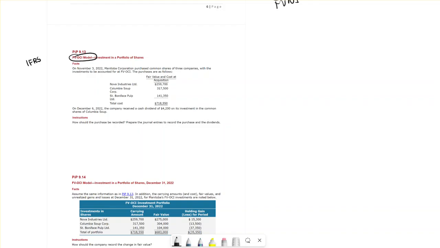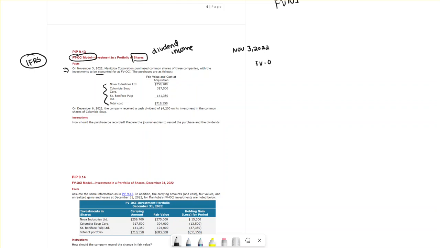It is similar to what we did, but now in this case you have an investment in shares. If you have an investment in shares, what are you going to get? You're going to get dividend income. So we're going to show you how to record in the fair value OCI model, which is used by IFRS. They purchased these shares, so this is the acquisition price. We bought a lot of shares from different companies. First, when did we purchase it? We purchased it on November 3rd. They asked you to record all the purchases. November 3rd, 2022. What we have is we invested.